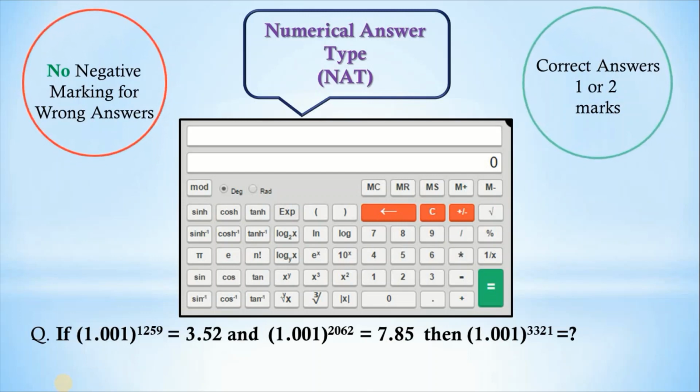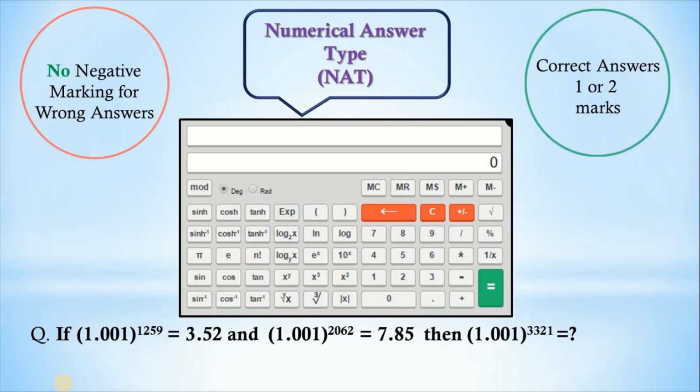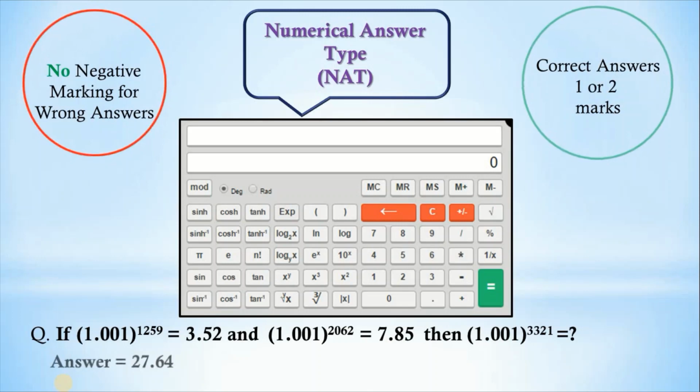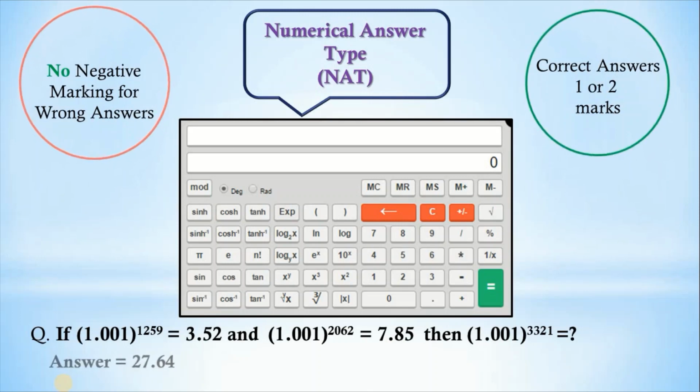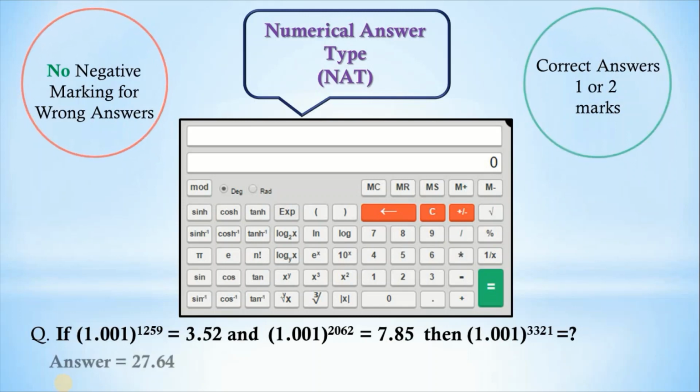When you solve the problem, whatever answer you get, you have to type it using this virtual numeric keypad. So whatever answer you get for this question, that is 27.64, you have to write it by using this virtual numeric keypad.